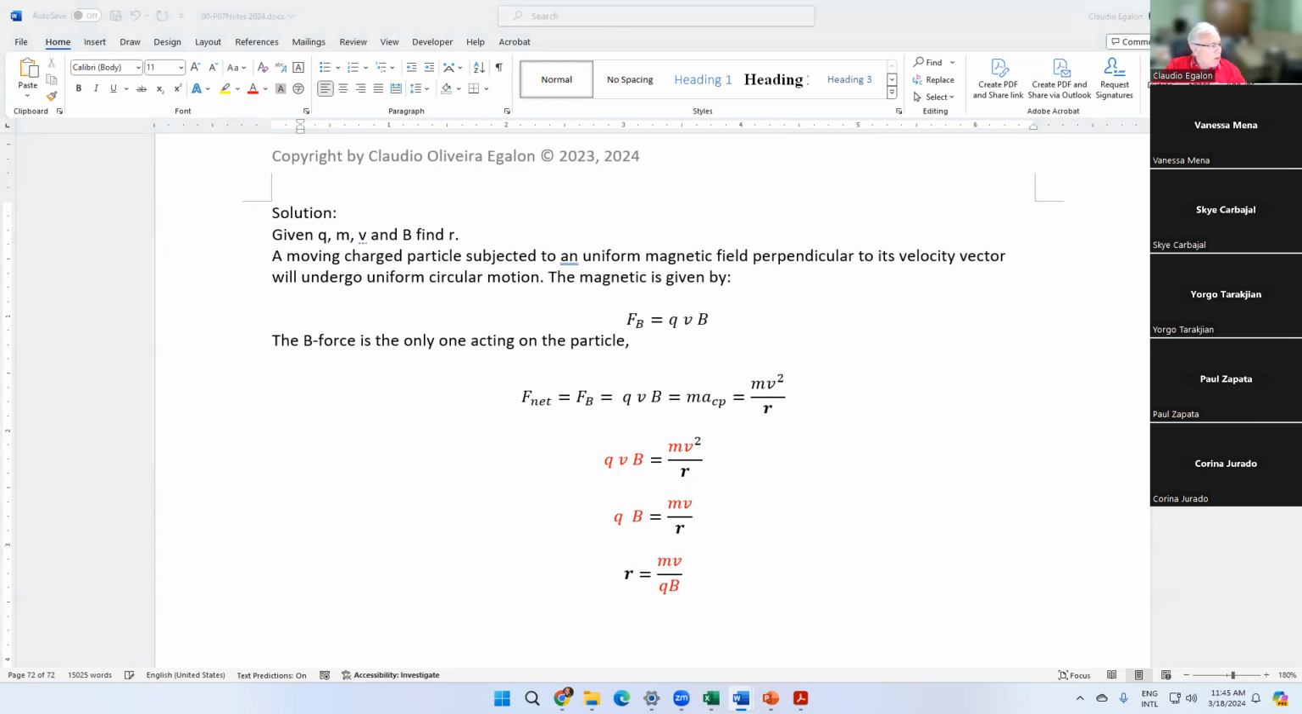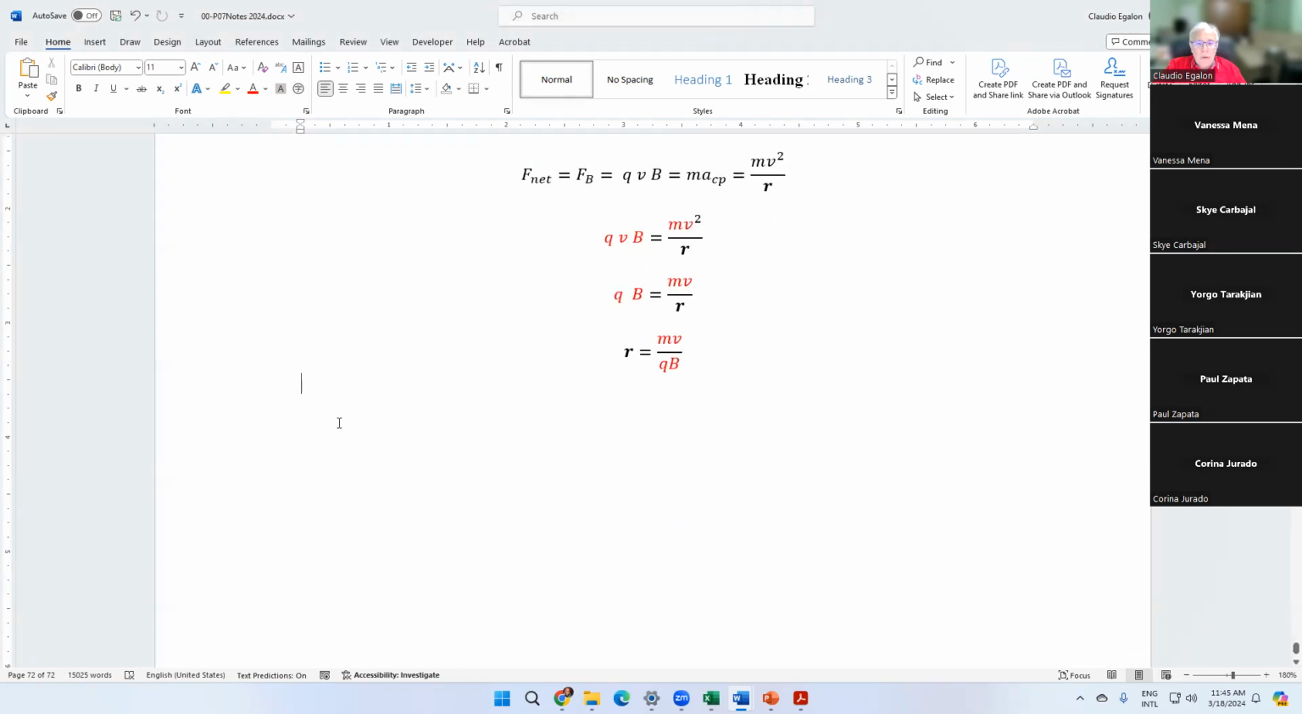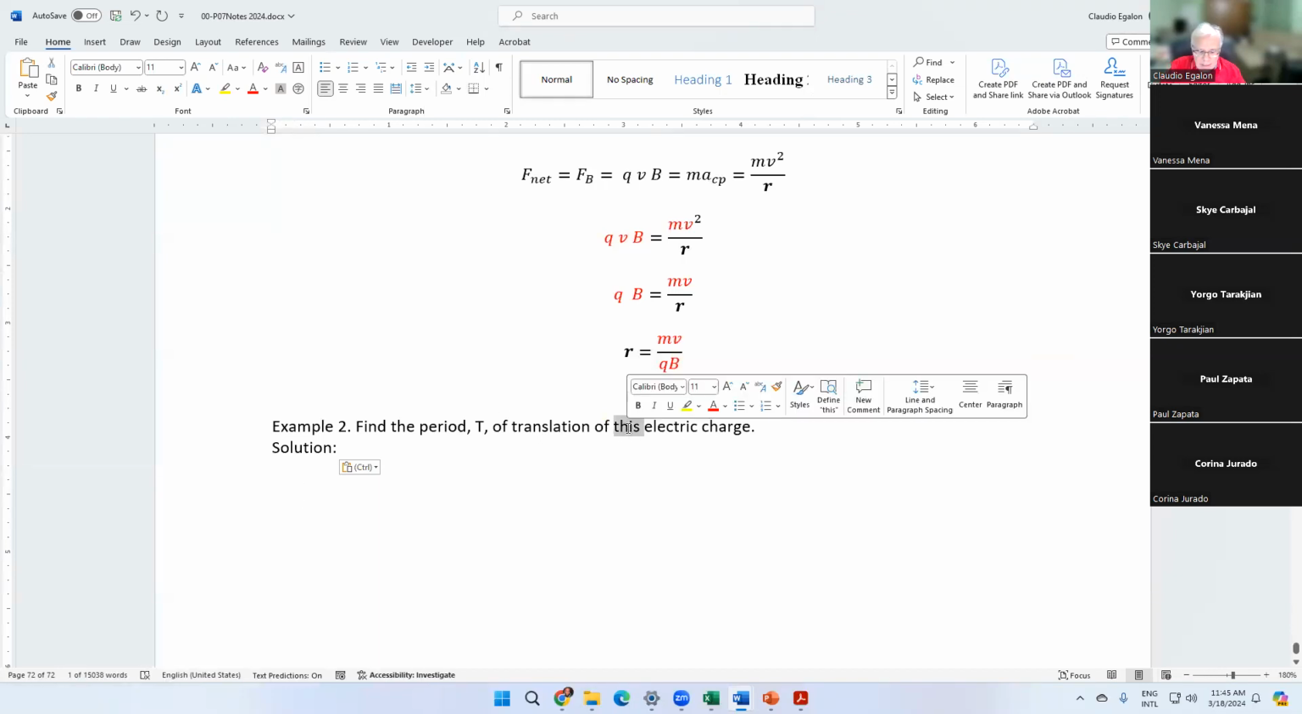Okay, we're going to go for another example here, example 2. Find the period T of translation of this electric charge. How long does it take to complete a full orbit of the above electric charge?